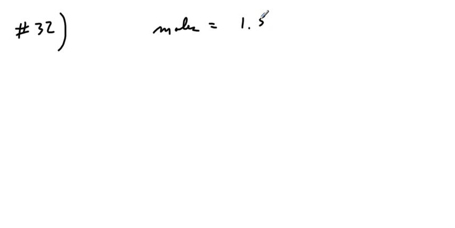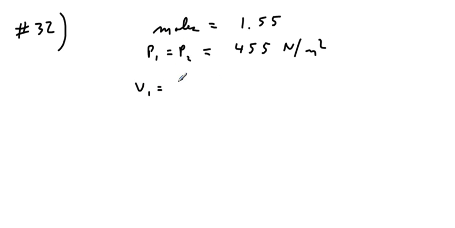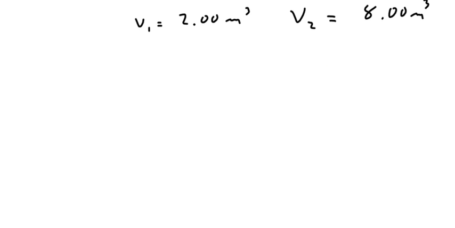is 1.55. And my pressure 1 is going to be equal to my pressure 2, which is 455 newtons per meter squared. My volume 1 is going to be 2.00 meters cubed. My volume 2 is going to be 8 meters cubed. Those are all given things. Okay, now we have to draw the process.